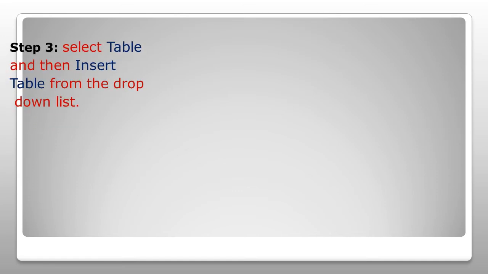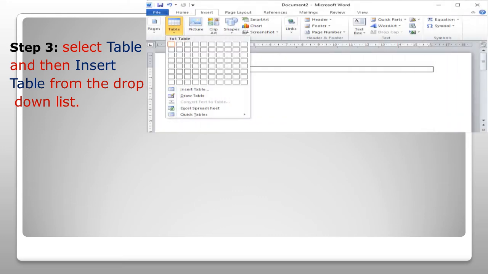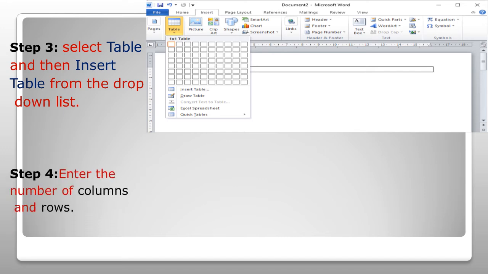Step 3. Select table and then insert table from the drop down list. After selecting the insert button, you have to select table and then you will get one drop down menu. In that drop down menu, you have to select the insert table option. After selecting the insert table option, you will get the insert table window. In that, you have to enter the number of columns and number of rows you want.